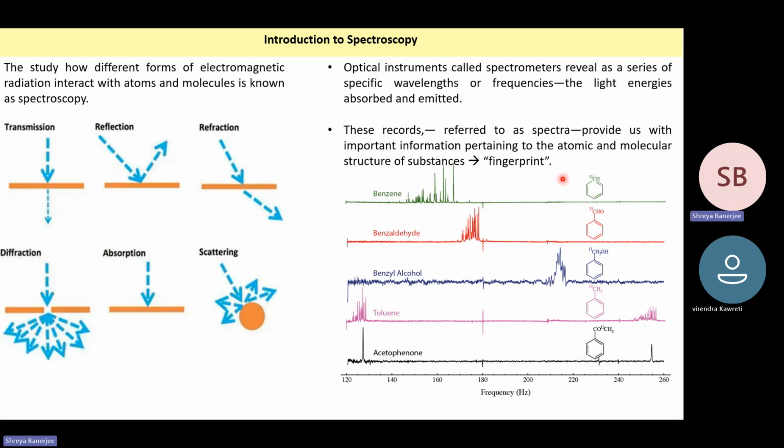And the result is that you will get a spectra like this, which is like the fingerprint of a particular substance. So here you have many different compounds. You can see each compound has a very unique spectra. This particular thing shown here is the frequency on the x-axis. You can see that each compound has different peaks, meaning it is absorbing at different wavelengths or frequencies. So this spectra is like the fingerprint of a compound, which is unique for each compound.